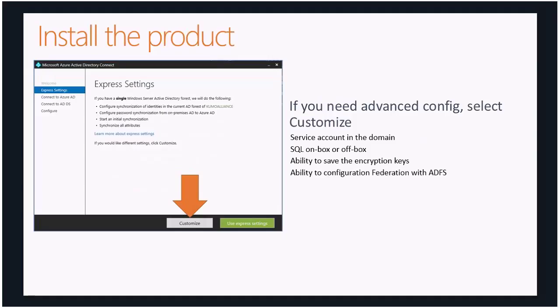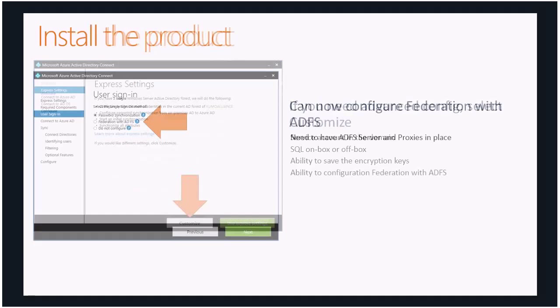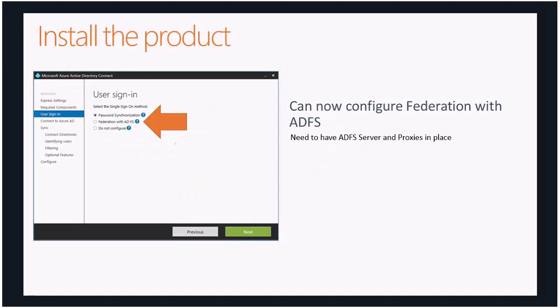domain, whether we want to use an SQL server elsewhere in an environment, and things like setting the encryption keys, and there is also now a wizard to be able to set up the federation or the federated IDs with ADFS. So if we've gone down the custom route, you'll see here there is an option to set up with the wizard federation with ADFS again, so make sure that you have those items in place before you attempt using that wizard, but most times what we're going to select here is the password synchronization.